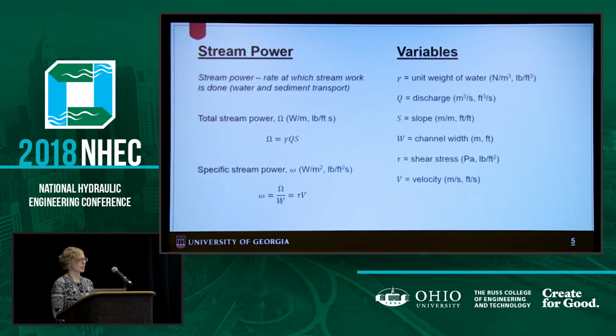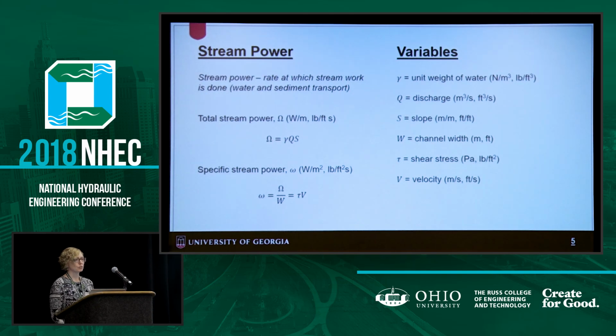Total stream power is a capital omega on the left side. On the right side, that's gamma. Scary, it's just the unit weight of water. It's a constant, 62.4 pounds per cubic foot. You have Q, that's your water discharge. You have slope. So more water discharge, more slope, more stream power.